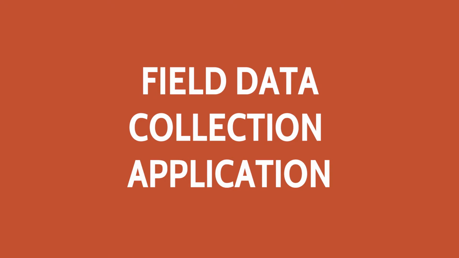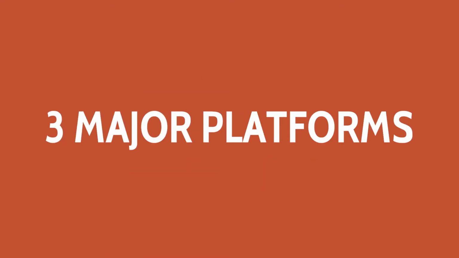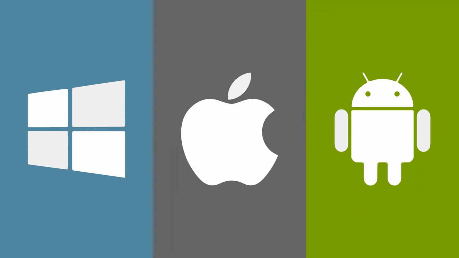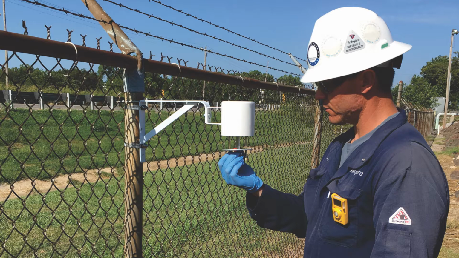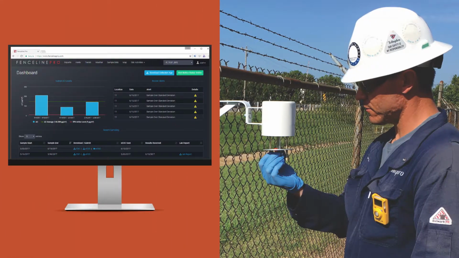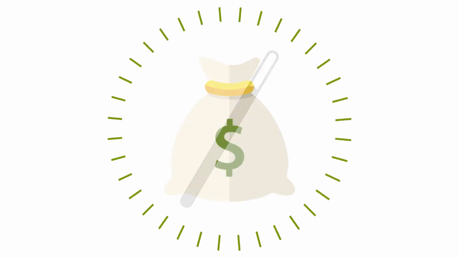Let's dive into our field data collection application that is available on 3 major platforms: Windows, iOS, and Android. Our simple interface and intuitive design has been field tested in multiple refineries during their pilot programs. Important compliance data is easily captured, then uploaded to the Fenceline Pro database for safekeeping. This is where the magic begins, and you realize the savings.